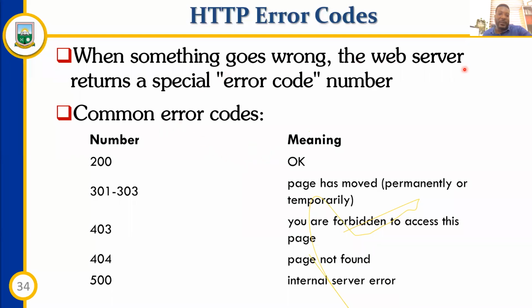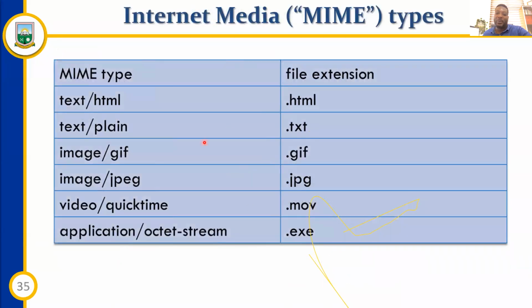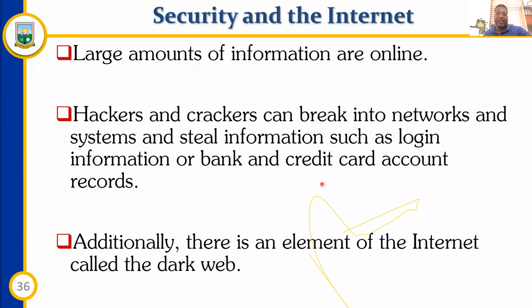So when something goes wrong, the web server returns something special, some code which looks like this. If 200 is okay, most of the time what we see is the 404. So whenever you see any of these numbers, these are the explanations that are given. And anytime we start programming, there are certain things that you should look out for. When we want to create some kind of files, these are some of the extensions that we look out for.